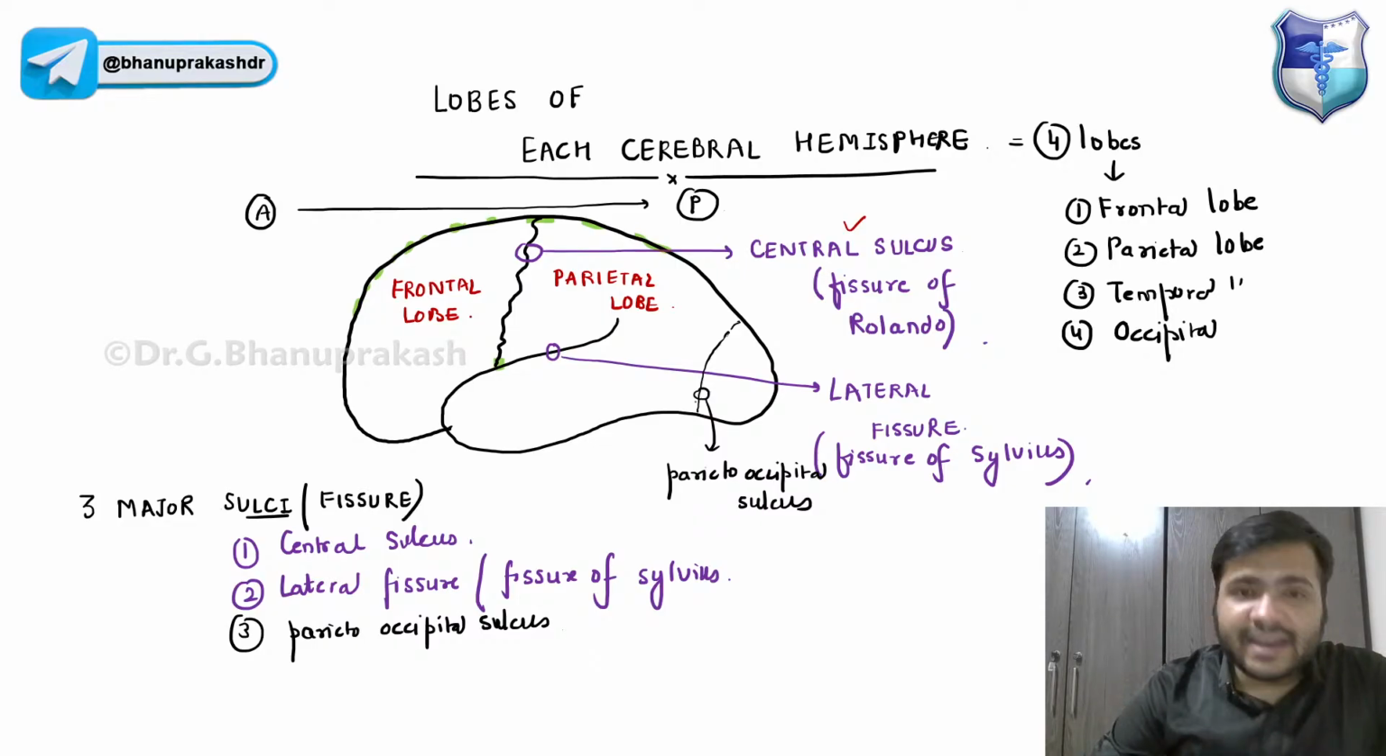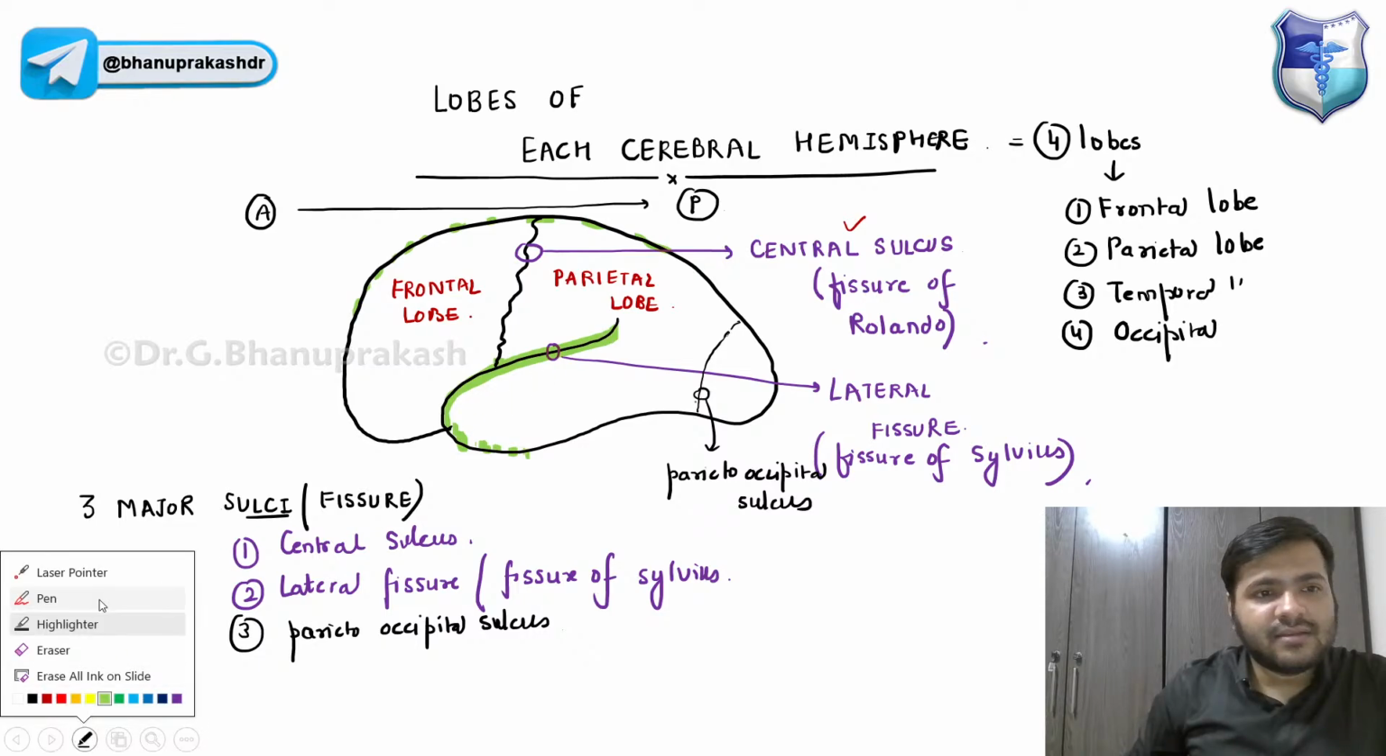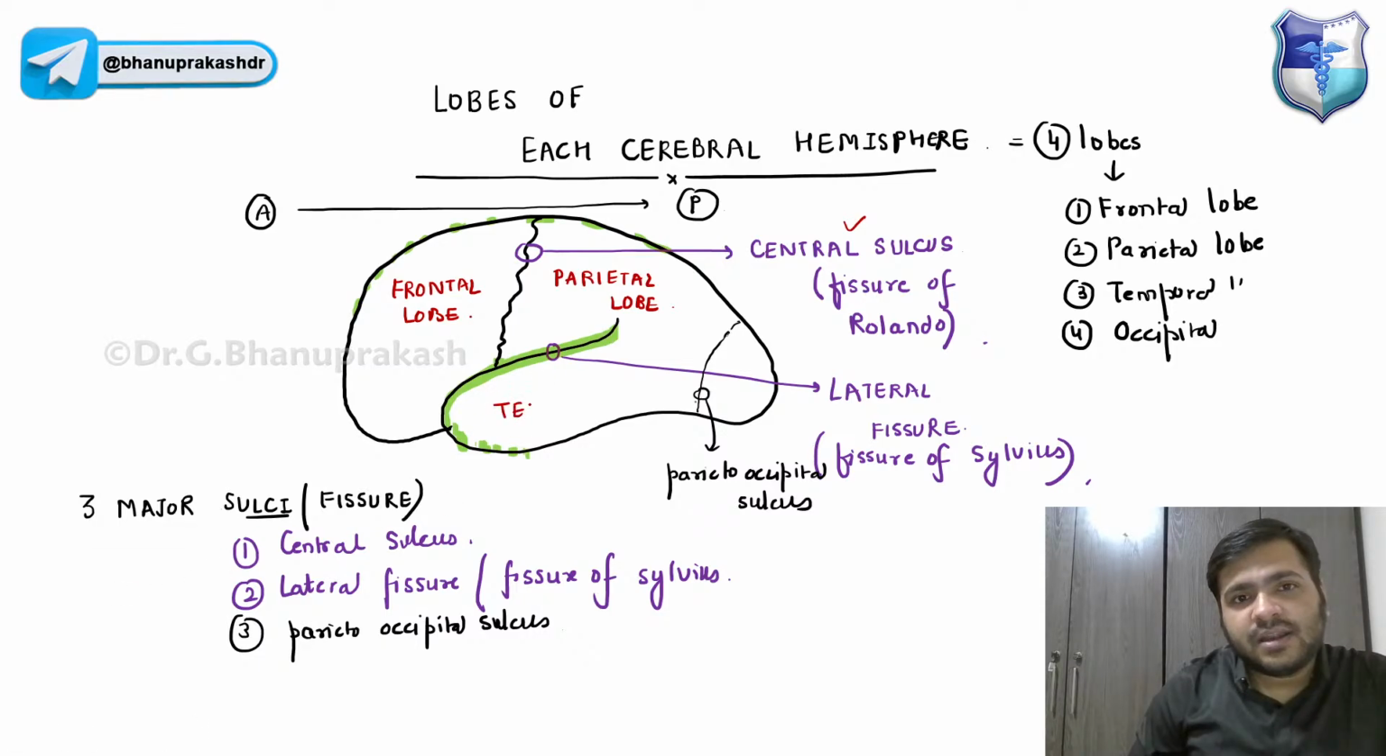Now, guys, the lateral fissure or the fissure of Sylvius starts on the inferior surface of the hemisphere. ये बिल्कुल नीचे inferior surface पर start होता है, right? Lateral to the anterior perforated substance. I'm not discussing the anterior perforated substance because I discussed it yesterday. अब इसका जो stem है, its stem extends laterally between the temporal and frontal lobes. So this lobe will be the temporal lobe, guys.